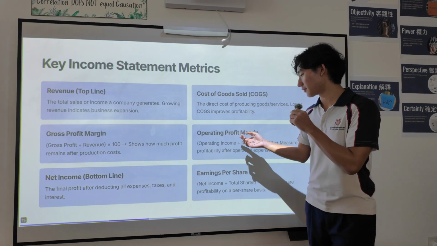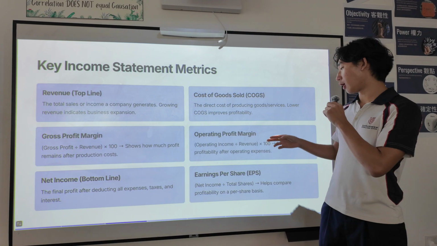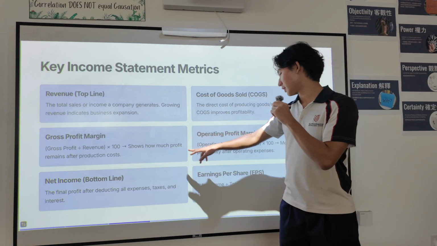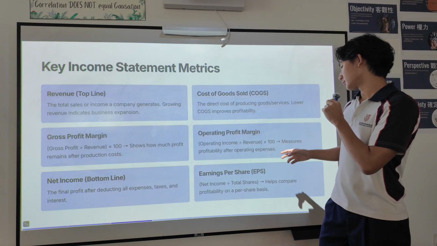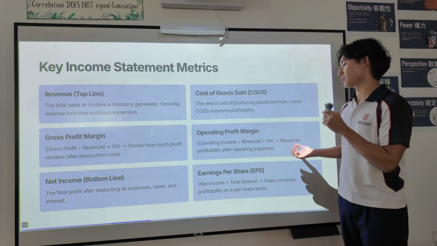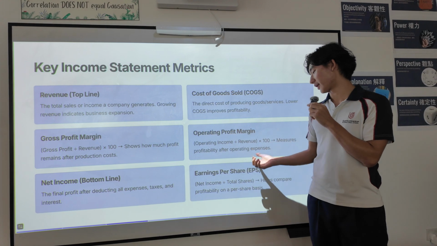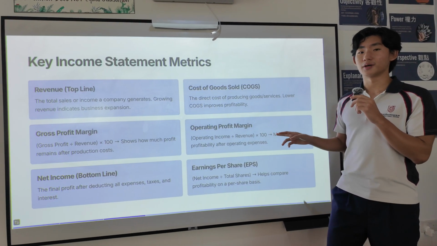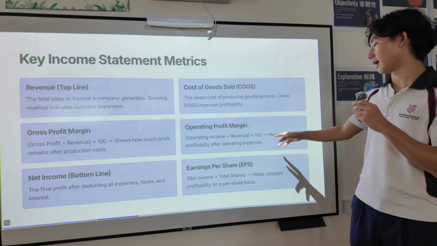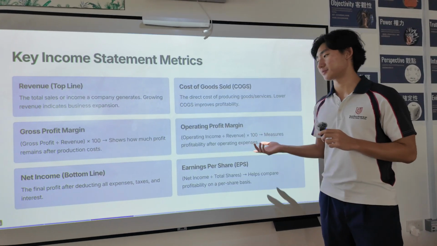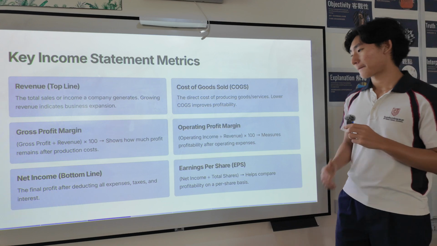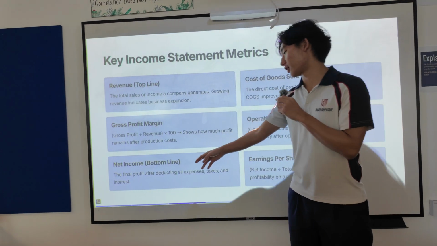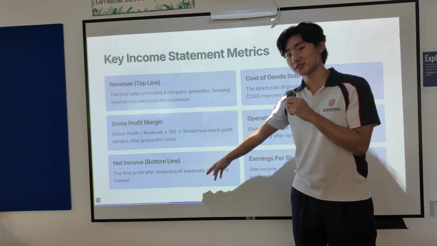Next one is operating profit margin. Now you get the operating income, which is here, and then you divide it by revenue, and then times it by 100, which measures profitability after operating expenses. This is basically the ratio of profitability after subtracting all the costs, direct costs and indirect expenses. And then there's net income. This is the bottom line. This is the final profit after deducting all expenses.